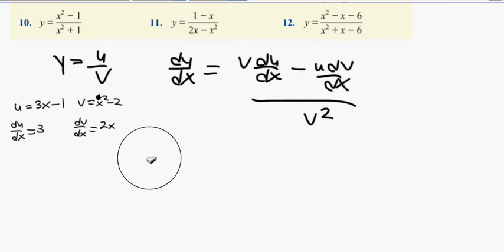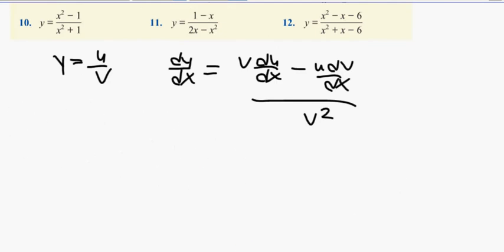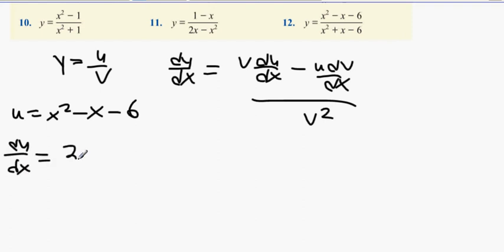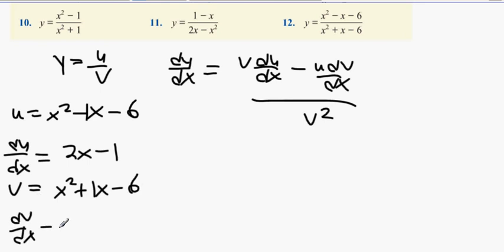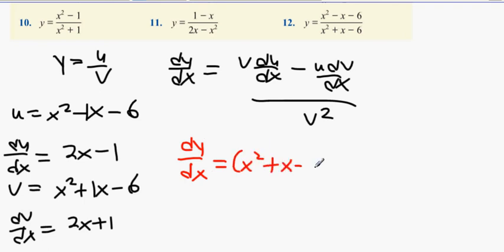Now, number 12. u equals x squared minus x minus 6. Differentiate, du/dx ends up to be 2x minus 1, because that's minus 1x. Phi equals x squared plus 1x minus 6. dv/dx therefore is 2x plus 1. Insert them into the formula. dy/dx ends up to be phi times du/dx, which is going to be x squared plus x minus 6 into du/dx, which is 2x minus 1.